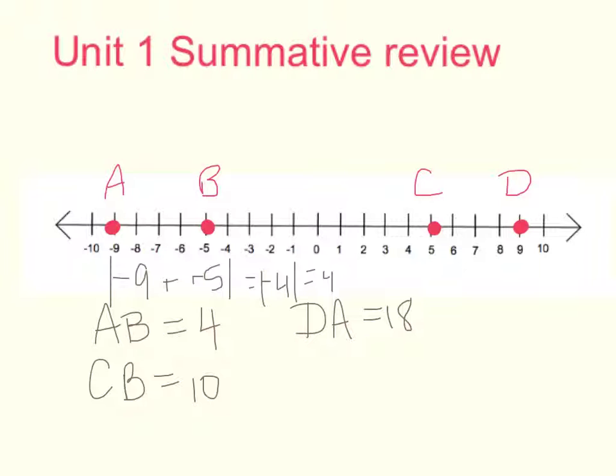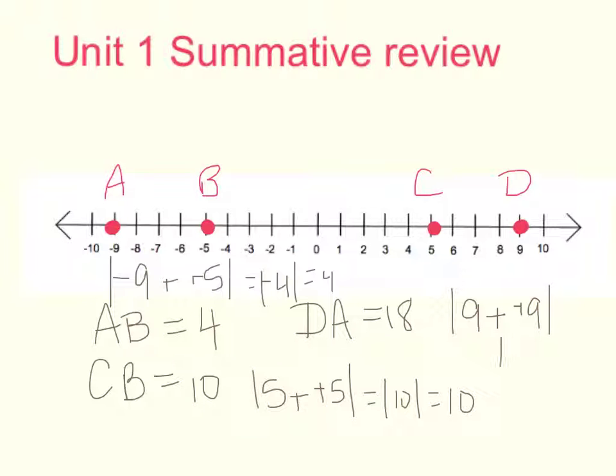All right, CB. C is at 5. We're going to subtract B, which is at -5. Take the absolute value. We get the absolute value of 10, which is 10, and that's what I got when I counted. And then DA. D is at 9, and we're going to subtract A, which is at -9. We get the absolute value of 18, which is 18. So it doesn't matter if you're adding or subtracting to find the distance, or if you're counting.